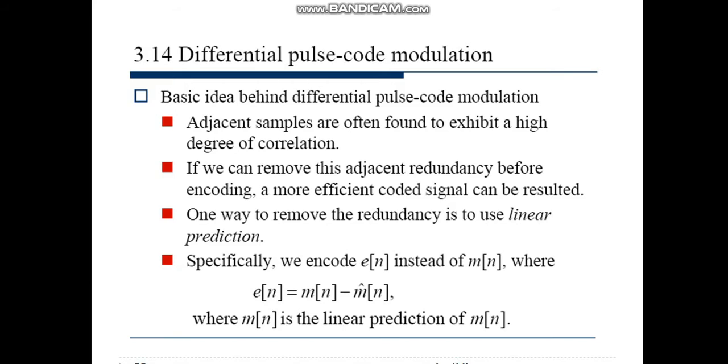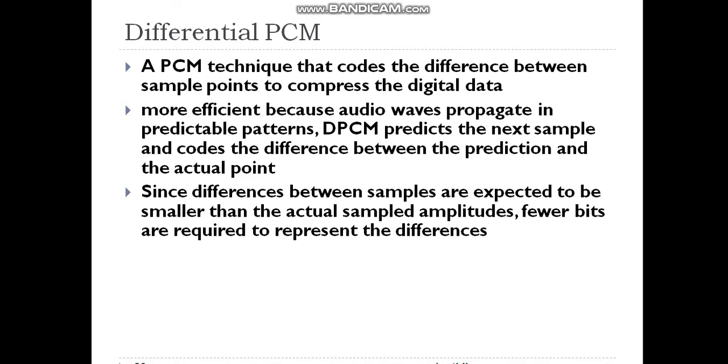Especially, we encode e of n instead of m of n, where e of n is m of n minus the prediction signal. Next, on the upcoming slide, it's a technique that codes the difference between the sample points to compress the digital data. It's more efficient because audio waves can be predicted in predictable patterns. It predicts the next sample and codes the difference between the prediction and the actual point. Since the differences between samples are expected to be smaller than the actual sampled amplitudes, fewer bits are required to represent the differences.